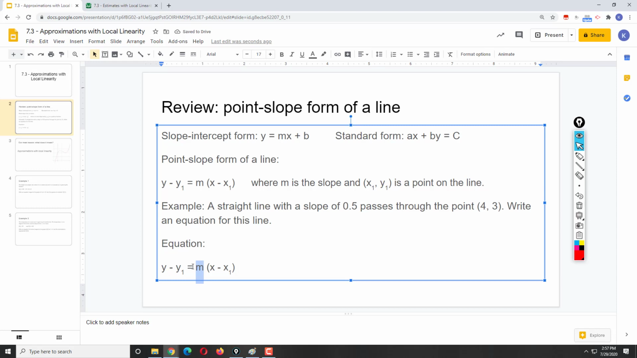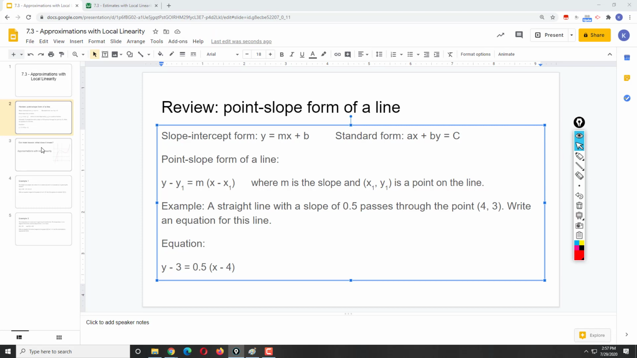Well, m is 0.5. I replace m with 0.5. x1 is 4. I replace x1 with 4. y1 is 3. I replace y1 with 3. That's our equation: y minus 3 equals 0.5 times x minus 4. Okay.